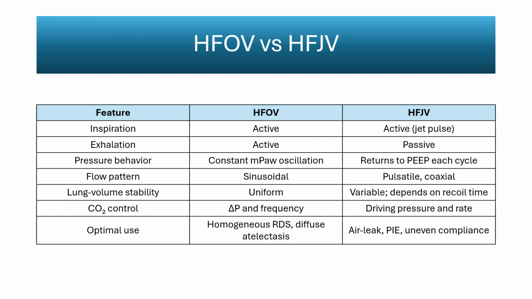Both modes are lung protective when applied correctly, and the choice between them should match the disease pattern. HFOV for uniform collapse, requiring recruitment and stability, HFJV for uneven compliance, leaks, or need for lower mean pressure.